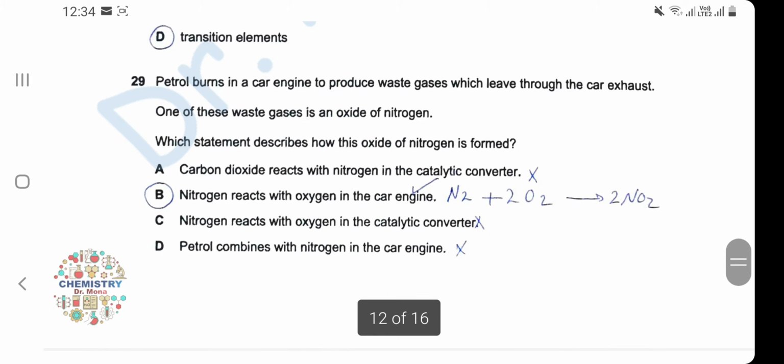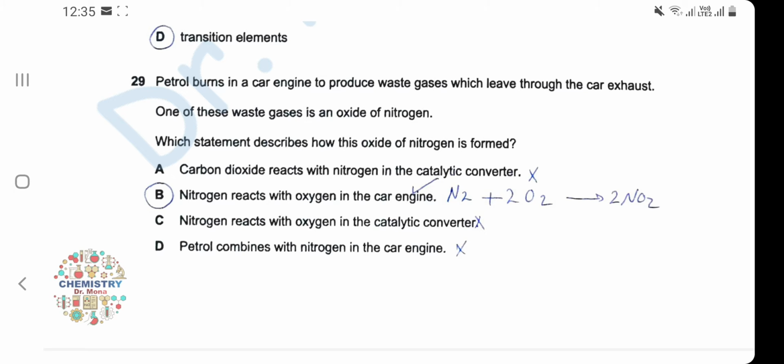Question 29. Petrol burns in a car engine to produce waste gases which leave through the car exhaust. One of these waste gases is an oxide of nitrogen. Which statement describes how this oxide of nitrogen is formed?